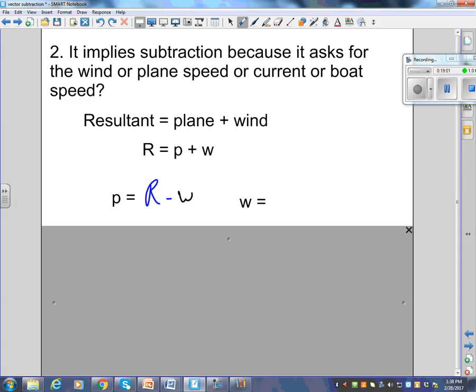Oh, it says subtract. How do you know it's subtraction? Because it now says subtraction. This isn't that hard.